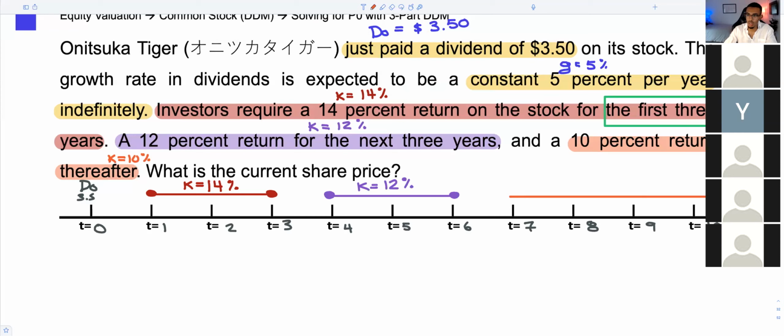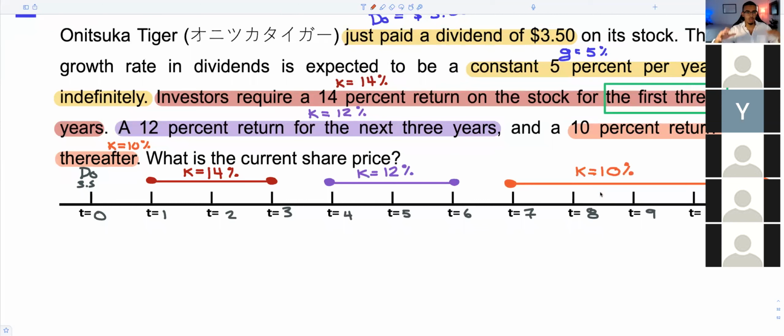Like that, all the way forever. That says K is equal to 10%. Okay. Now, before we make the next step, so far, do we understand what I put onto the timeline? That we have different required rate of returns for different times, and I just want to be able to highlight it onto our timeline. And the reason why this is important, okay?